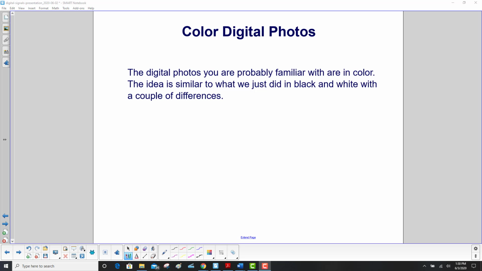So how do we do that? How do we do colored digital photos? Think about it for a sec and go on to the next slide.